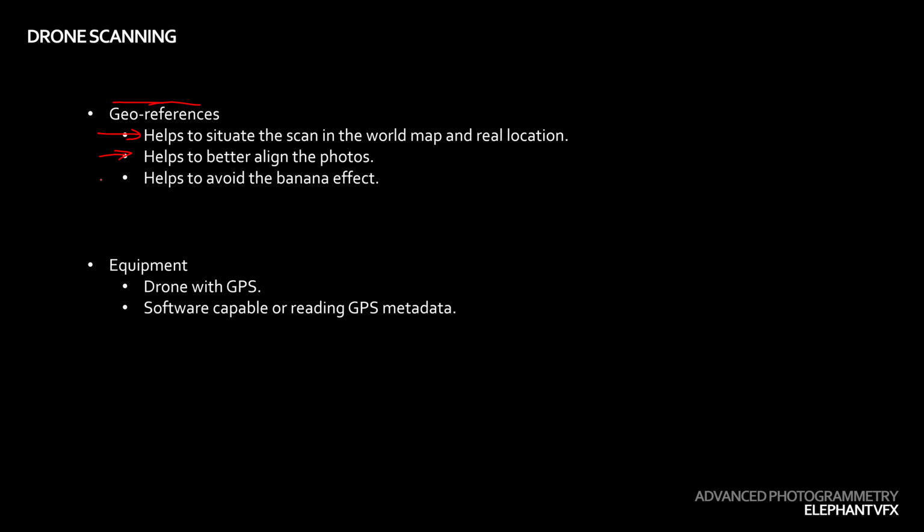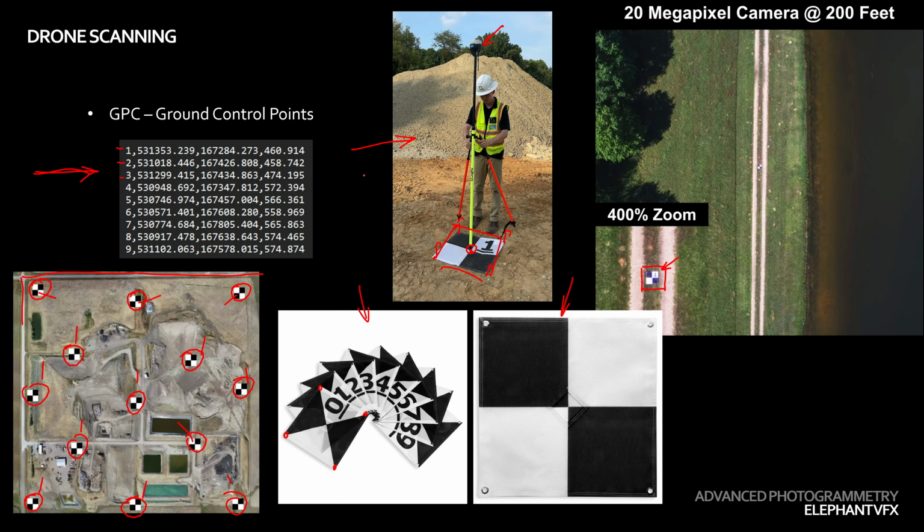And it also helps to avoid the banana effect. This is very important because when you're shooting something that is flat, and a terrain, this terrain is not flat. It has hills and bumps and roads and whatnot. But when you're flying a drone 100 meters or 200 meters high, it kind of looks flat, right? Because there is no parallax.